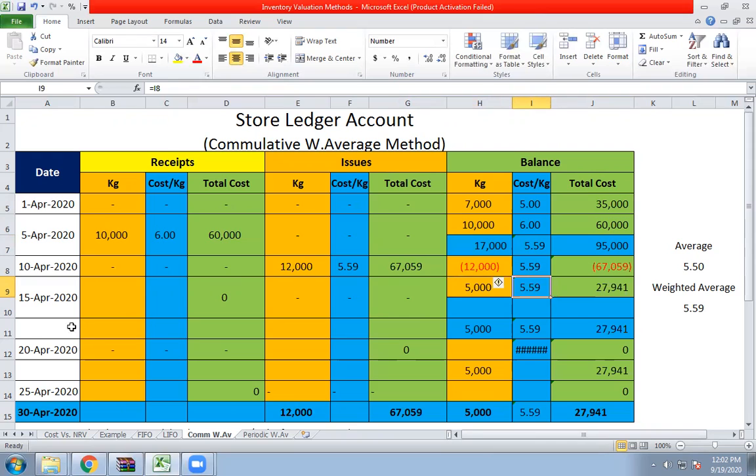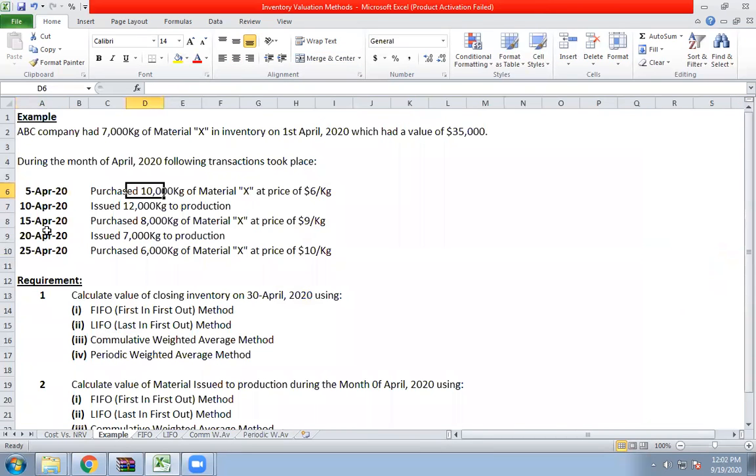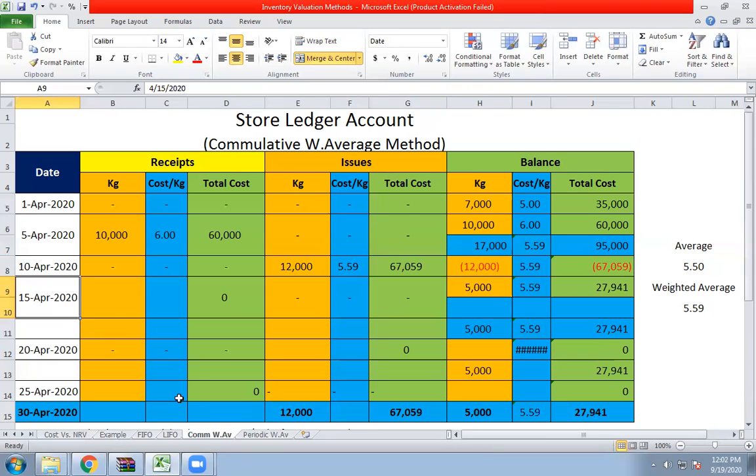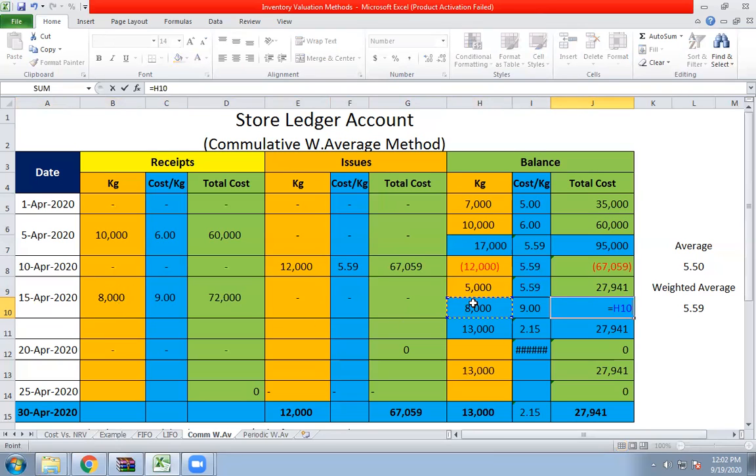Now on next, these are my issues of 10th April. On 15th April, what I have done on 15th April, I have purchased again 8,000 at $9 per kg. So 8,000 kg at $9 per kg. I will update my balance as well. 8,000 at $9 per kg, making a total of 8,000 multiplied by 9, 72,000.